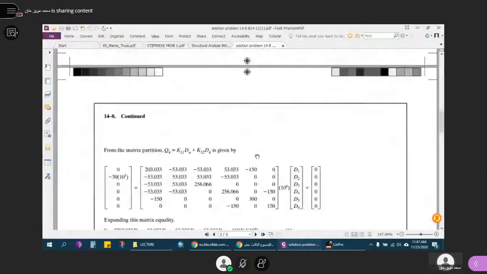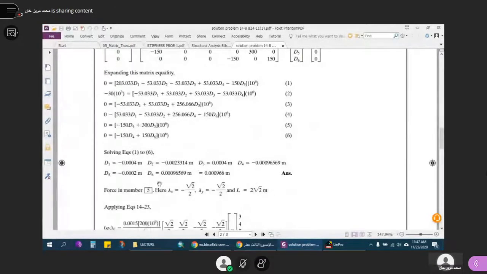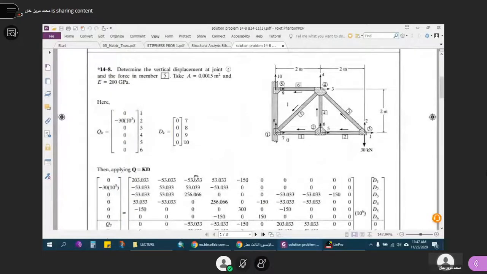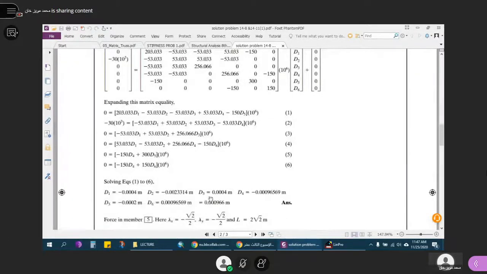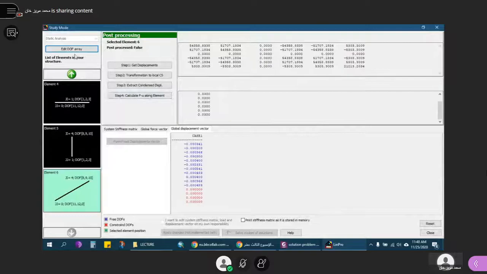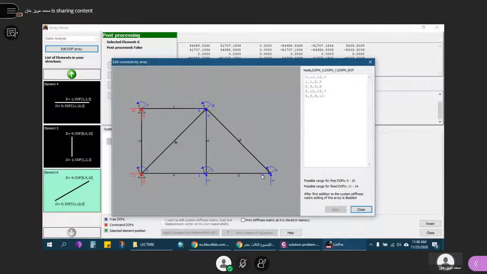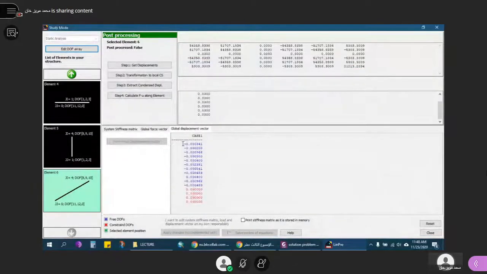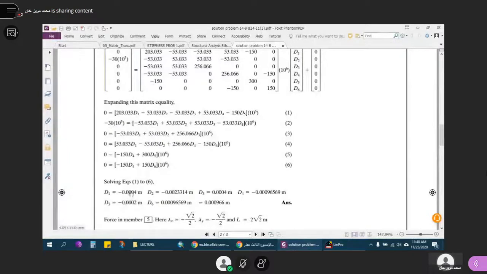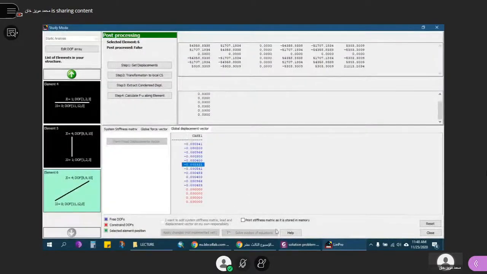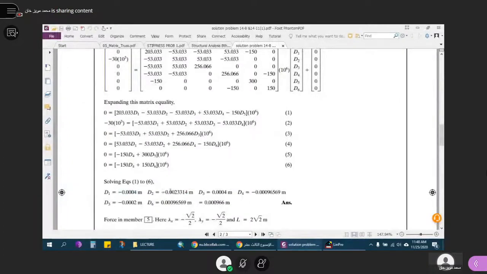It is asking us for the displacements. The textbook found the displacement at what? D1, D2, D3, D4, right? So let us see what the degrees of freedom are in our case. We have 4, 5, 8 and 9. So 4 will be 0 0.004, 0 0.004. Then next I have 0 0.02331, 2331.